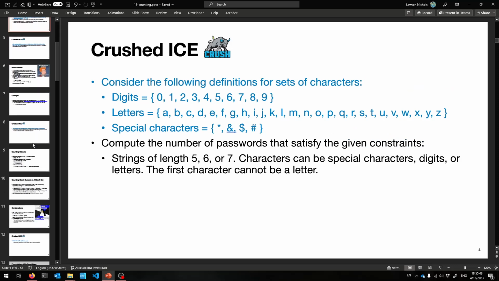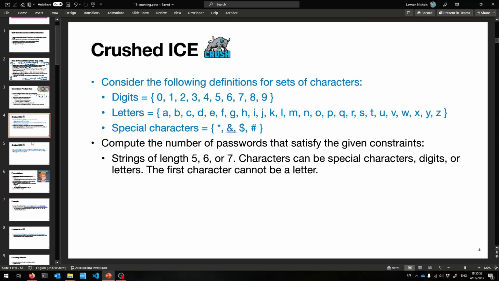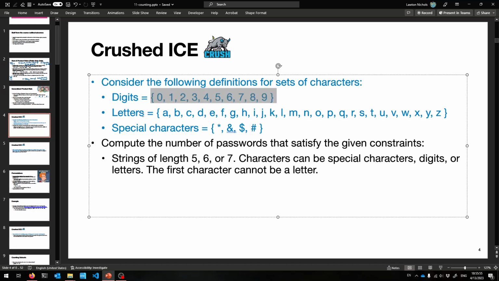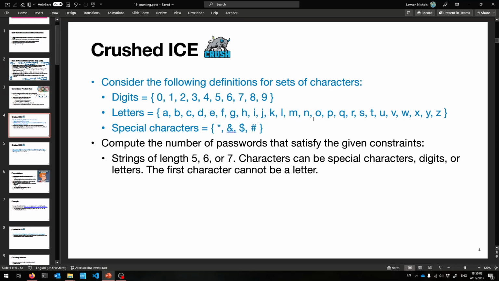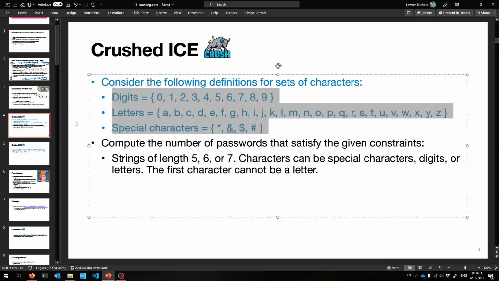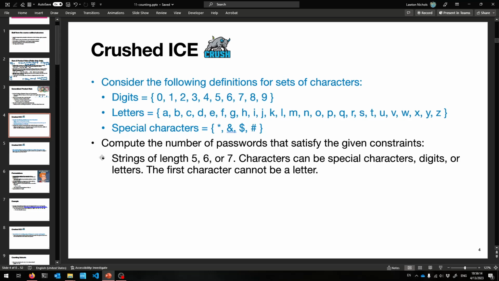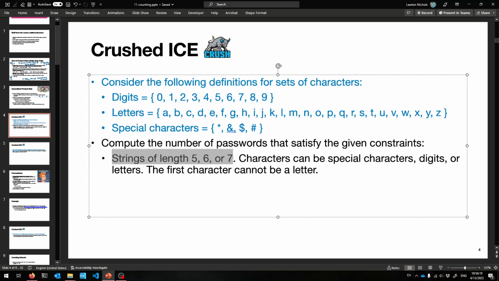So here is a set of some characters, and you got a bunch of different sets. You got a set of digits, a set of letters, and a set of special characters like star, ampersand, dollar sign. Let's pretend that users of your software have to make a password, and their passwords must include characters from these sets only, with an additional constraint that the user's passwords must be of length 5, 6, or 7. So they have to be 5, 6, or 7 characters long. And the characters can be special characters, digits, or letters, but the first character cannot be a letter.